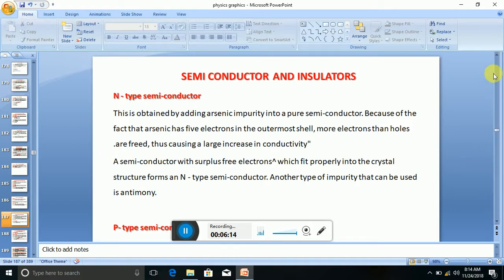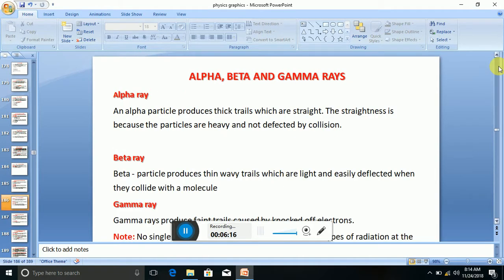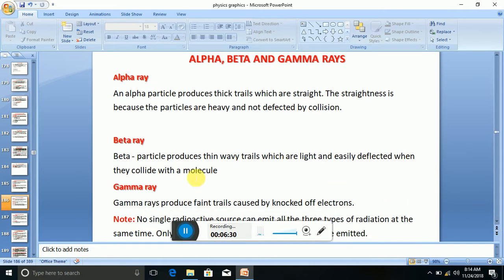So that is where we're going to be stopping: alpha, beta, and gamma rays. If the emission is thick, we call it alpha ray. If it is wavy and light, we call it beta ray. But if it is faint and is actually by electrons, we call it gamma rays. In subsequent classes, I'm going to be giving us the formula for half-life, as well as formula for a given alpha particle, beta particle, and gamma particle.